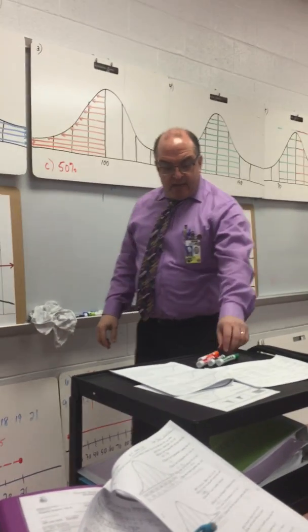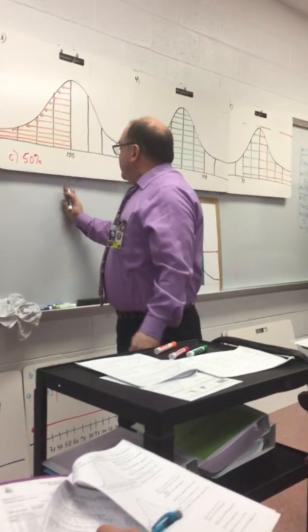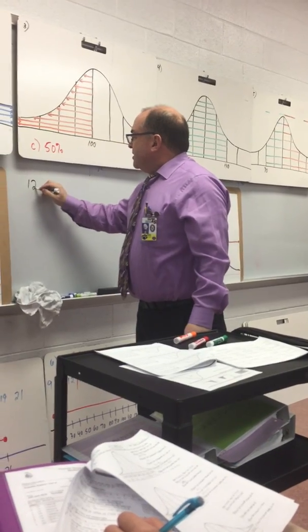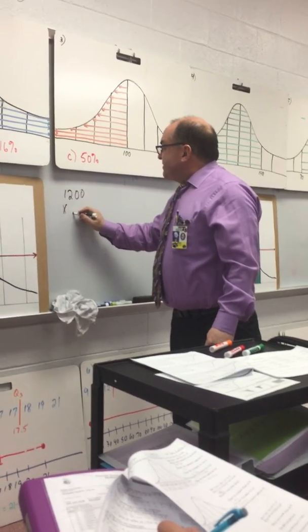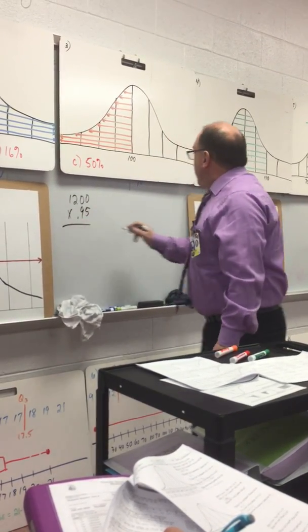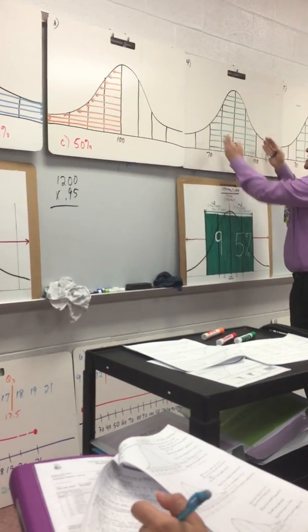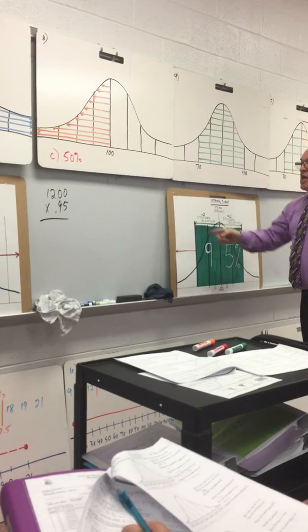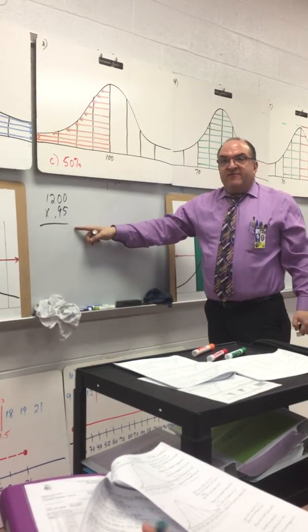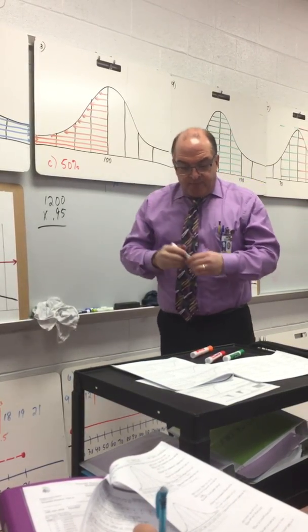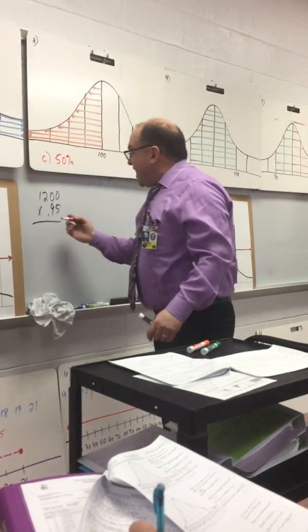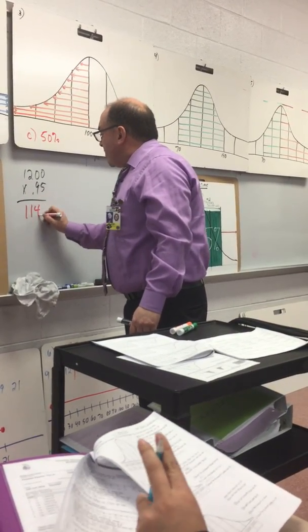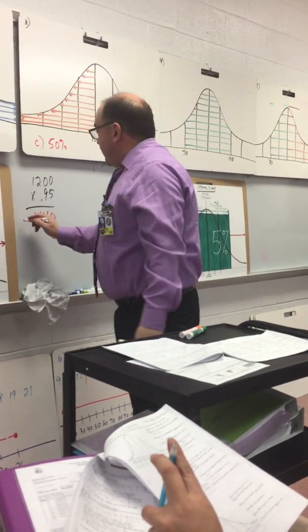We have to take 1,200 students times 95%, right? We want to know what's in this area here. This area is 95%. 1,200 students times 95% gives you what? 1,140. That is letter D.